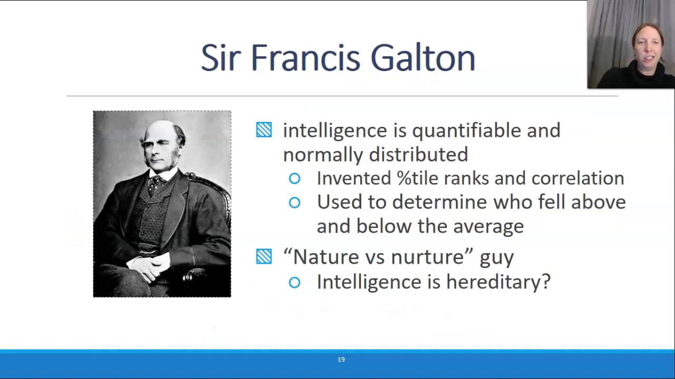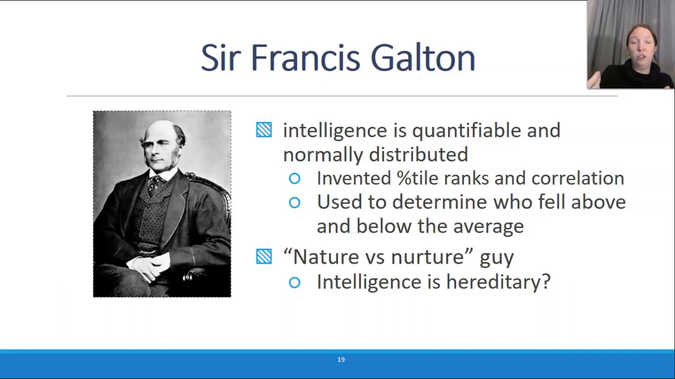Sir Francis Galton is the one who kind of gets the credit for that idea. And not just that idea, because there's actually merit to it. But he believed that intelligence is quantifiable. So in other words, we can put a number on intelligence. We can measure intelligence. And that is normally distributed, that most people fall in the middle. And then we have people that fall on either extremes of this intelligence scale. He invented percentile ranks and the concept of correlation to be able to determine people who fell above and below this intelligence average. And while this is a general concept that we still use today and has proven to be pretty reliable, he kind of took it to a different direction.